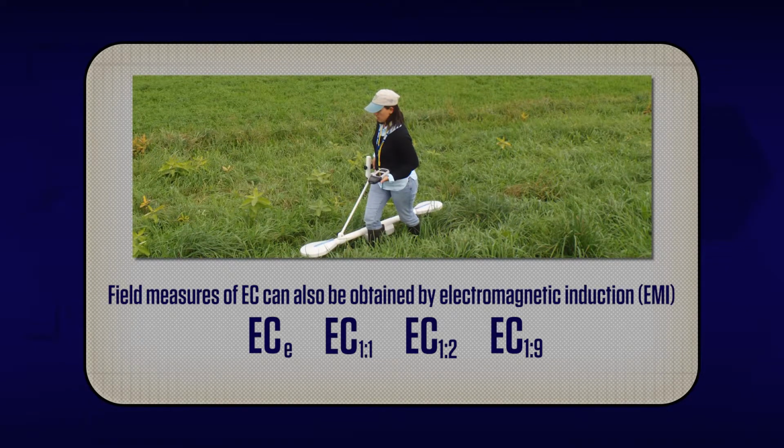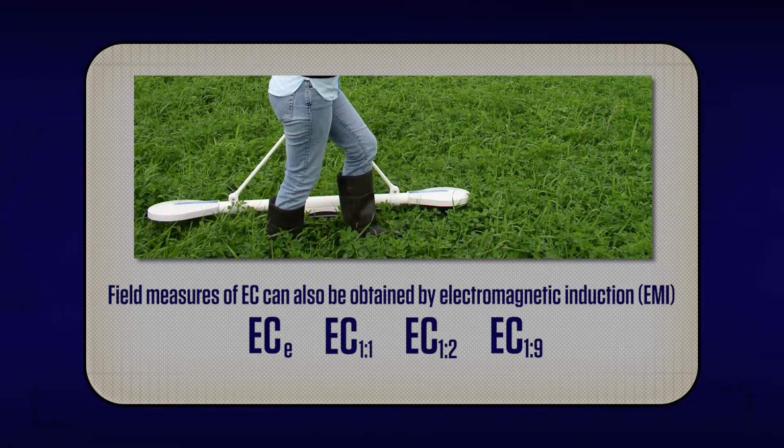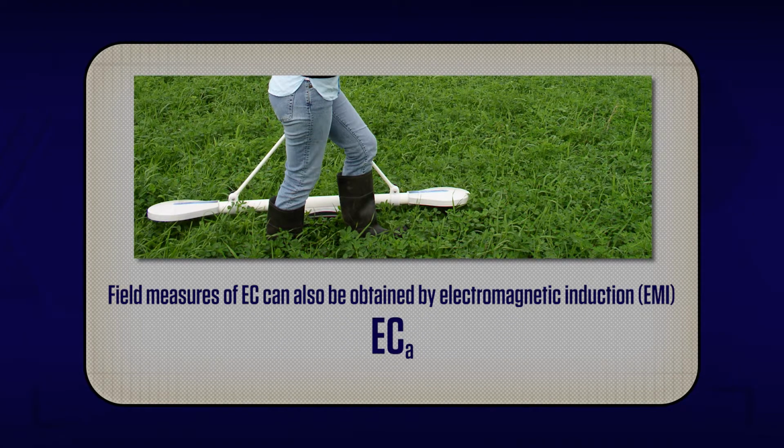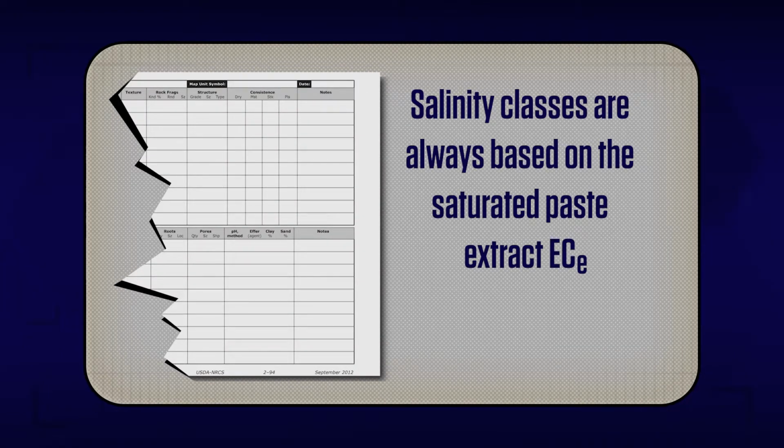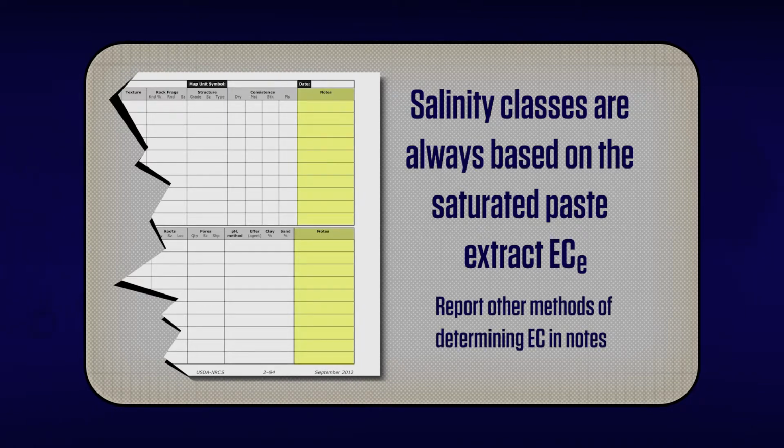Field measures of EC can also be obtained by electromagnetic induction, or EMI, and salinity probes. These measurements obtain an EC value that depends on salinity, moisture content, mineralogy, and texture. Again, these measurements are not directly comparable to ECE, or EC of any extract ratio. The EMI EC is known as the apparent EC, which is denoted as ECA. Remember, when reporting salinity classes, these are always based on the saturated paste extract ECE. Other methods of determining EC should be reported in the notes section of your documentation.